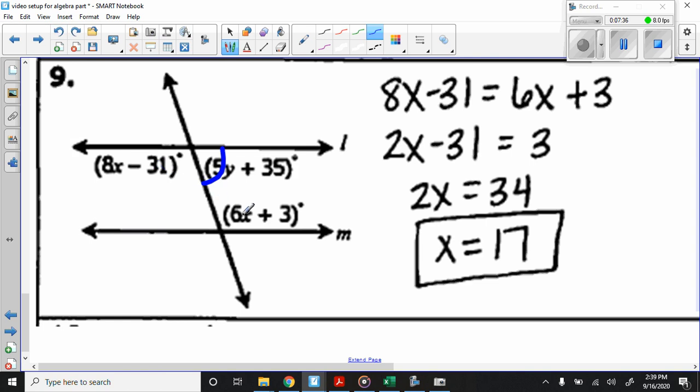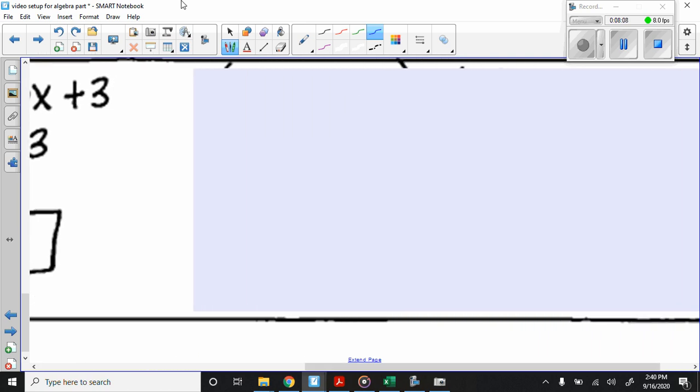Or I could put that 17 right here, and these will be supplementary, add up to 180. So I can do the half circle. That's our second relationship that's supplementary that I haven't seen yet today. Or the same side interior angles. And I'm going to pick this one, and that's just because I just chose it. I'm putting the 17 in.